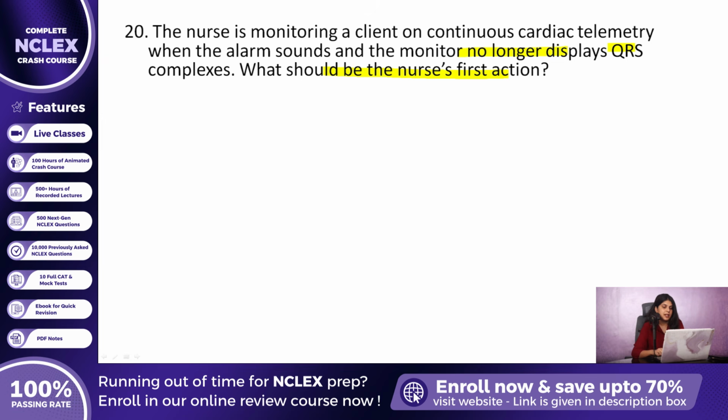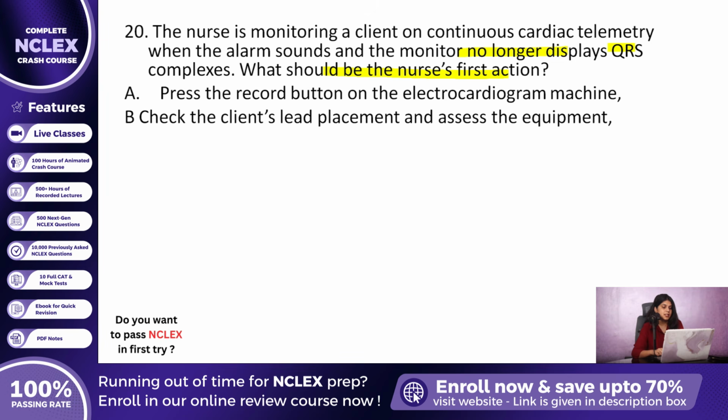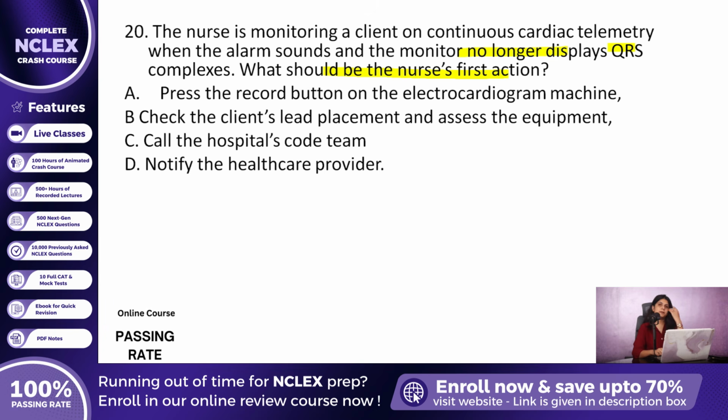The options are A. Press the record button on the electrocardiogram machine, B. Check the client's lead placement and assess the equipment, C. Call the hospital's code team, or D. Notify the healthcare provider. The correct answer is option B. Check the client's lead placement and assess the equipment.